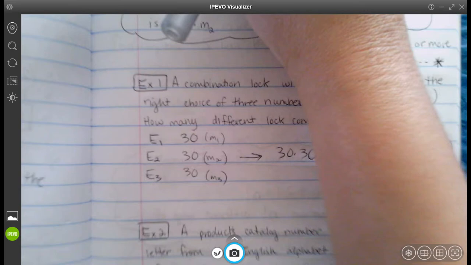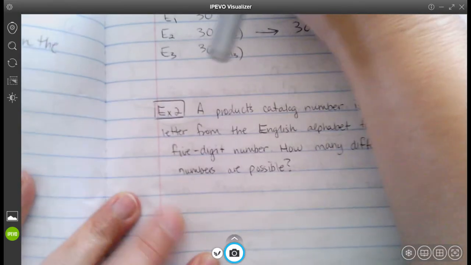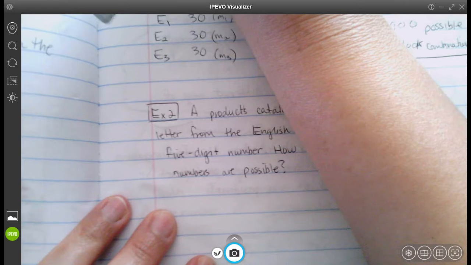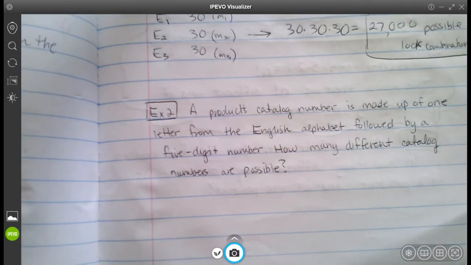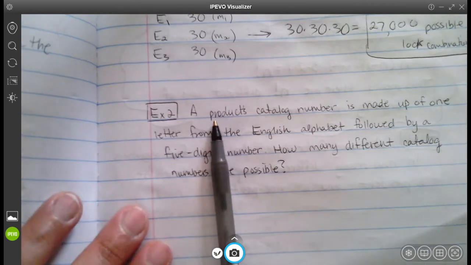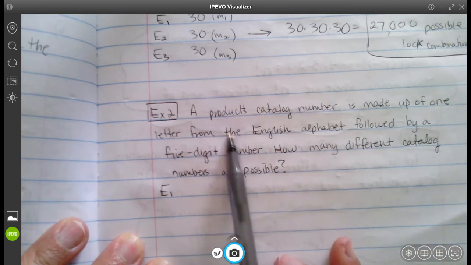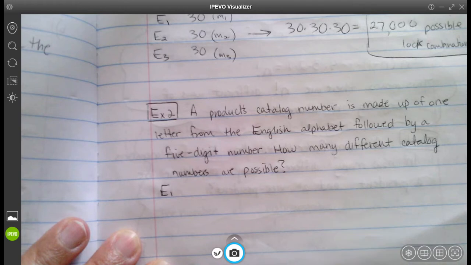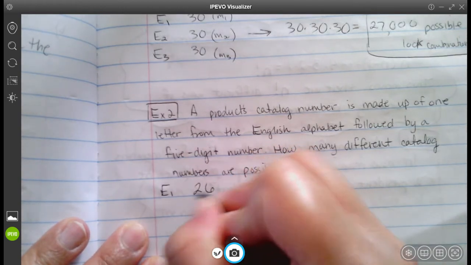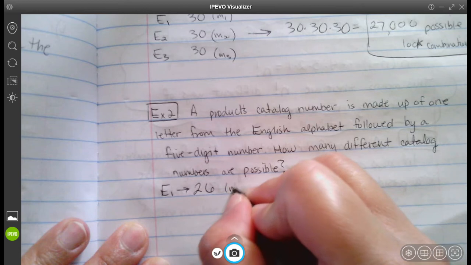There's the first one. Second example: a product's catalog number is made up of one letter from the English alphabet, followed by a five-digit number. How many different catalog numbers are possible? Again, there's no mention of once you get something, you can't use the remaining numbers, so this is also going to be with replacement. For event one, we're trying to figure out a letter from the English alphabet. The English alphabet has 26 letters, so this is our M1.